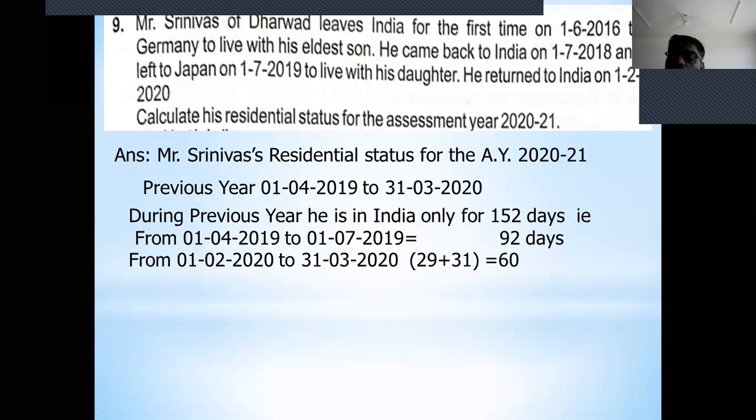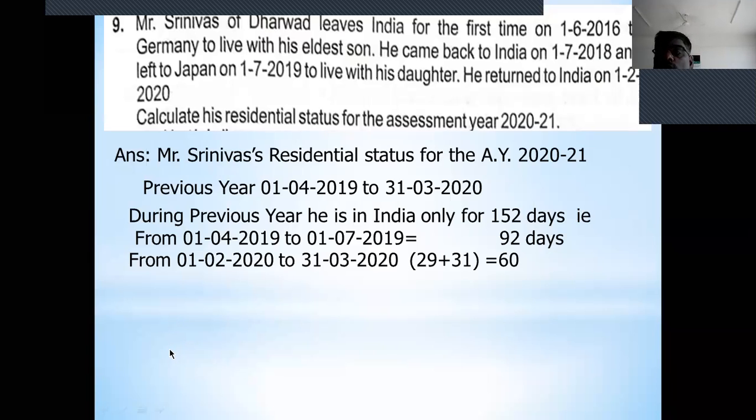Therefore, he will not satisfy the first basic condition. He is more than 60 days in the previous year. He satisfies the second basic condition because before 1/6/2016 he is in India.